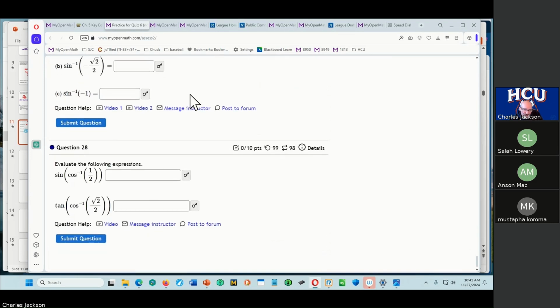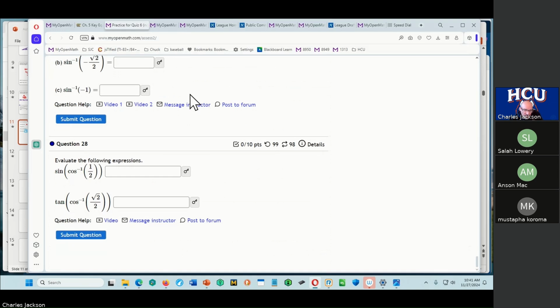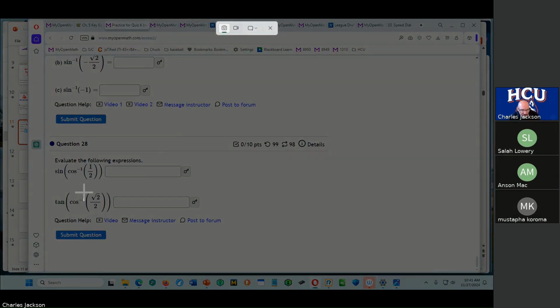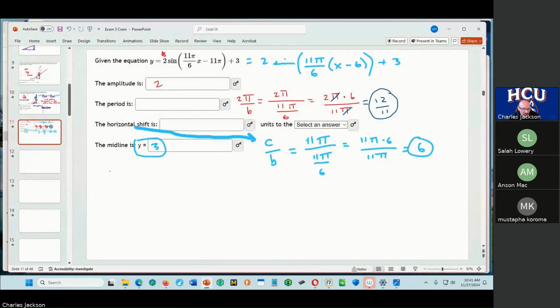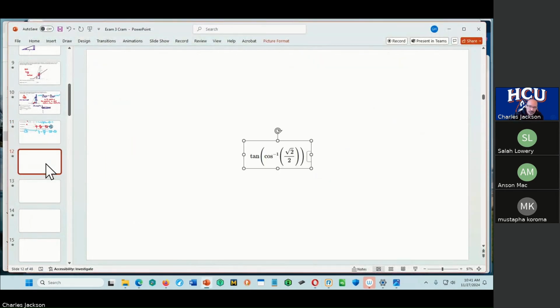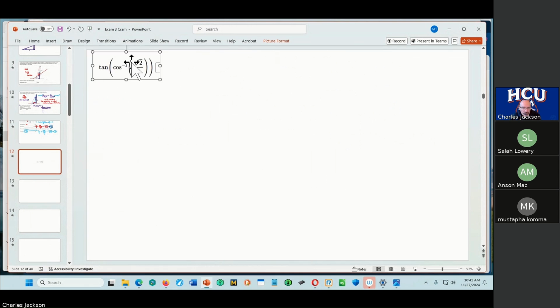Inverse trig functions, evaluate the following. Do that bottom one there. And then maybe one trig identity problem. This one should be quick. Tan of the cos inverse of square root of 2 over 2.